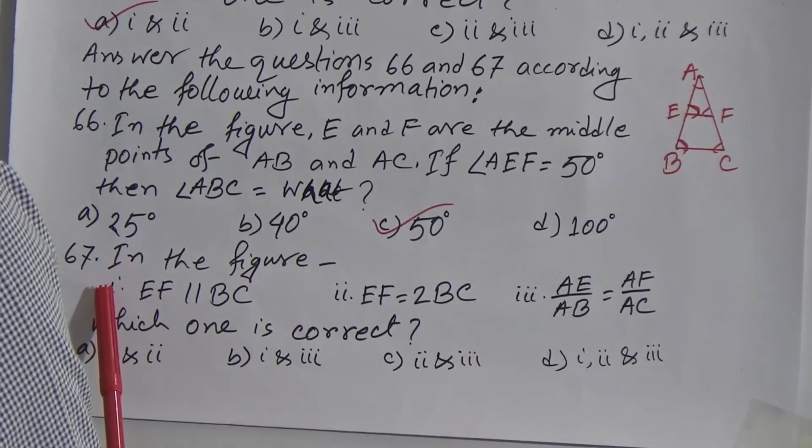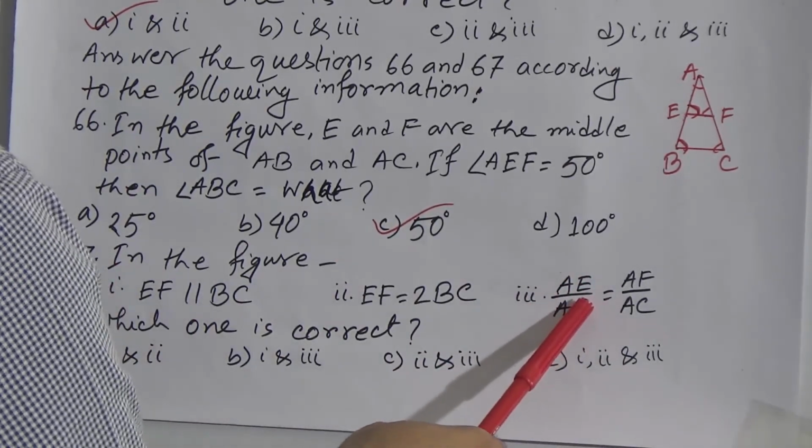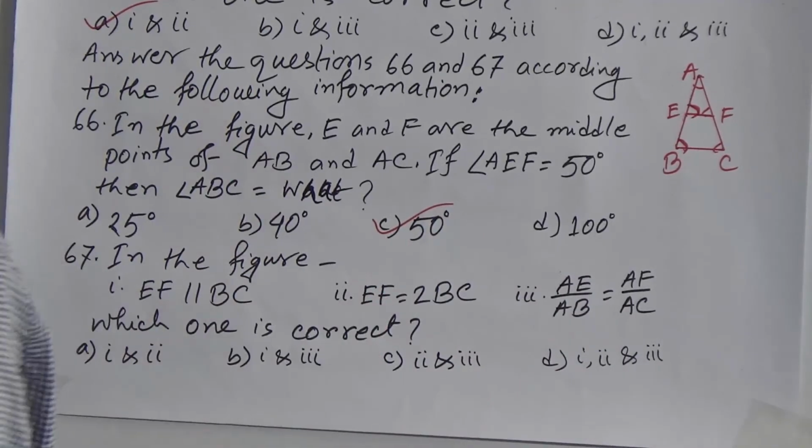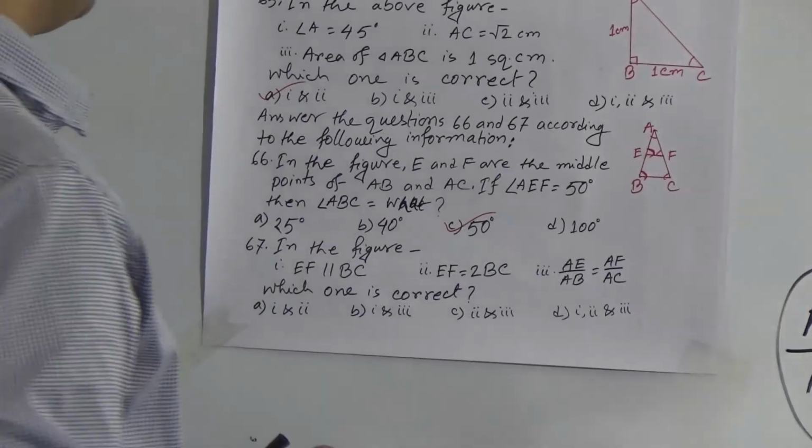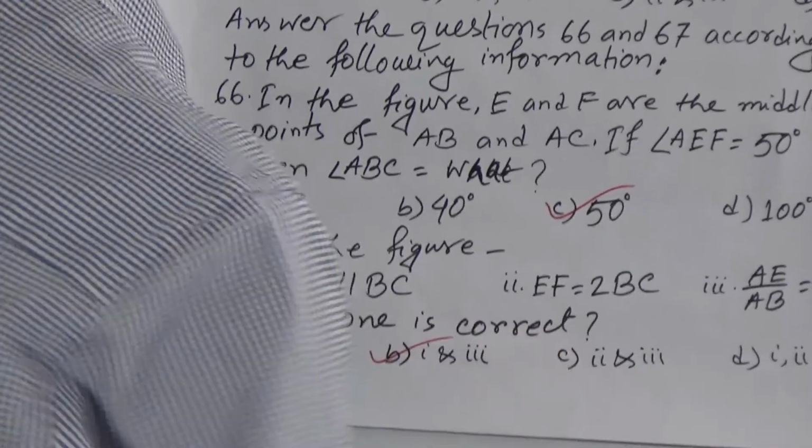So 1 is correct, 3 is correct, but 2 is not correct. So our answer for question 67 is B, as it is 1 and 3. Which one is correct? This B is correct.